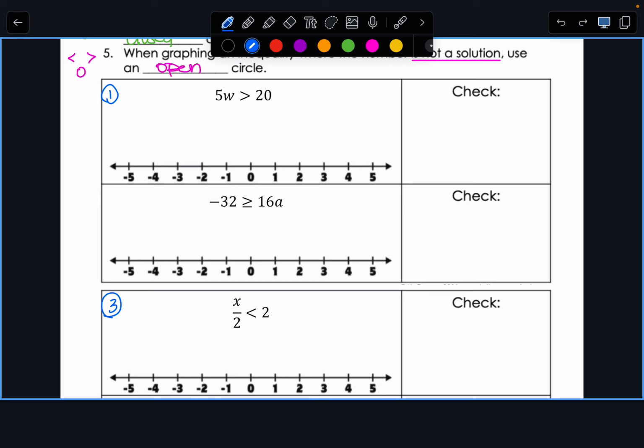Number 2? Oh, I was not looking at number 2. Number 3? Yes. You're working on number 1 and number 3 while I take attendance. It's never too late to take it.